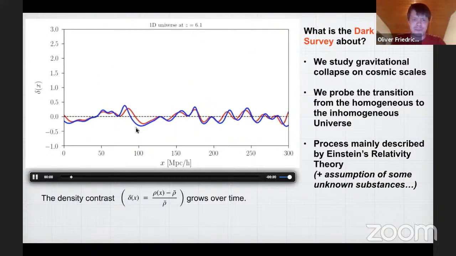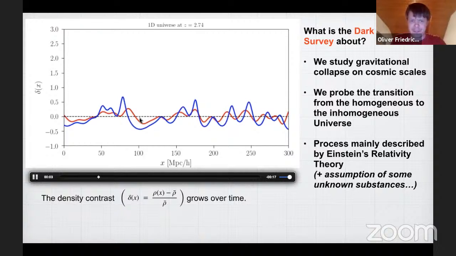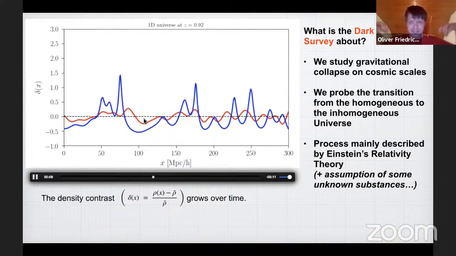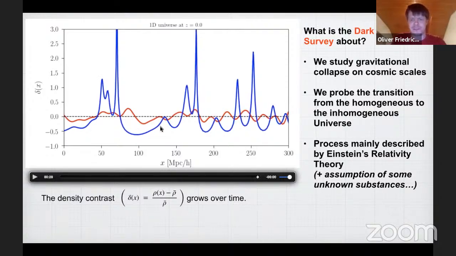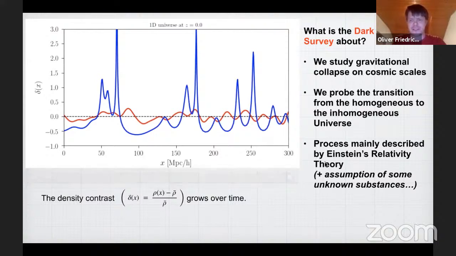In contrast to that, if you look at initially underdense regions, as for example, this dip here, you will see that the surrounding overdensities will suck out even more matter from these initial underdensities, meaning that these initial underdensities will expand and become even more underdense. And this is also what you see here in this transition to the blue line. And it's really this transition between these two lines that we are trying to understand. It's a process that's mainly described by Einstein's theory of general relativity, plus some assumptions about unknown substances. But I'm going to talk more about that in a couple of slides.